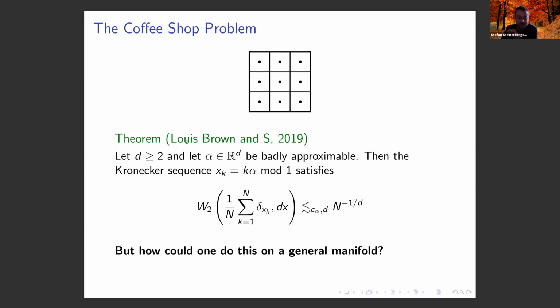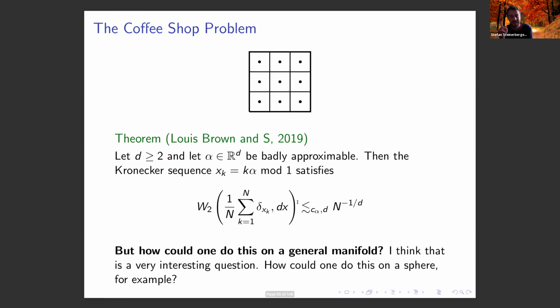Lewis Brown and I have this result in 2 dimensions and higher that gives you an explicit construction on the torus. It really uses the torus, it really uses number theory, and it's a very torus type argument. Now if it's a general manifold, is this still true? I think it is. I think you can still solve the coffee shop problem. But how do you do it? We don't know, but we can do it in 3 dimensions and higher. The sphere is maybe a good test case, and the 2-dimensional sphere is probably the hardest case.